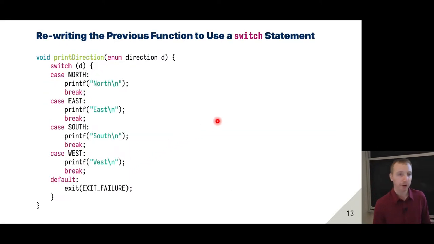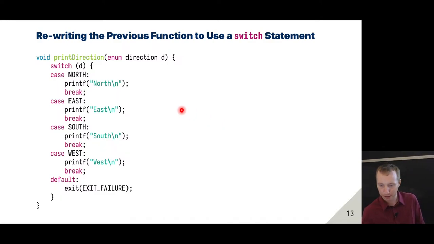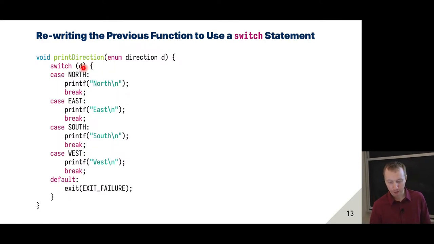So I could rewrite my code a bit differently if I don't want to check the value of D over and over again. In this case, it doesn't really save me any lines, but it saves me from writing D over and over and over again. So possibly a bad example, but kind of illustrates the point. So here I could switch on D, and then if it's north, then we would start executing the next statement after this. So it would printf north, and then break, which would go to the end and not execute anything else. In the case that we saw, it would jump here to west, then print out west, break, go to the end. Otherwise, if it didn't match anything, it would just exit the program with a failure.